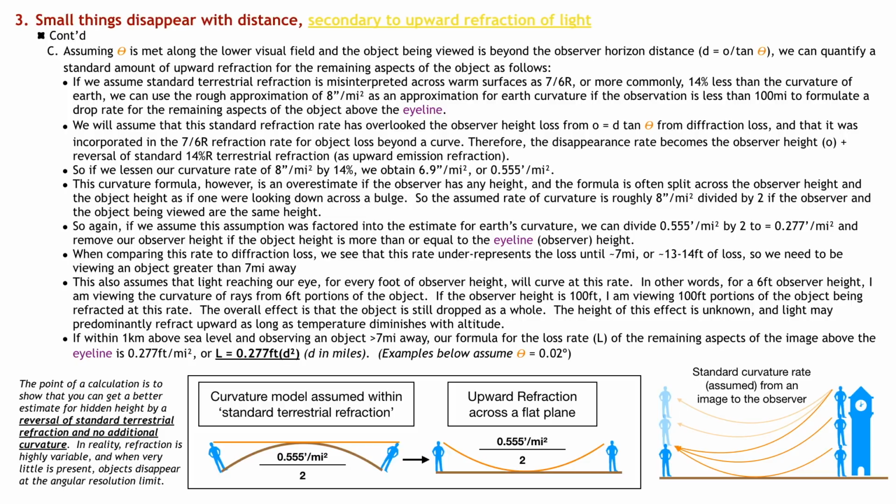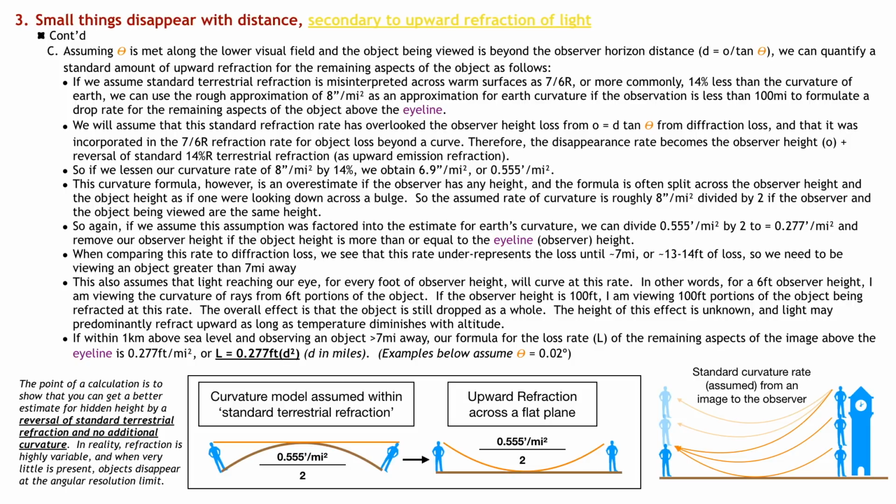So when comparing this rate to diffraction loss, we see that this 0.277 feet per mile squared underrepresents the loss until approximately 7 miles, or 13 to 14 feet of loss. So we need to be viewing an object greater than 7 miles away for this to be a factor. This also assumes that light reaching our eye for every foot of observer height will curve at this rate. In other words, for a 6-foot observer height, I am viewing the curvature of rays from 6-foot portions of the object in the distance, so that I can have it divided by 2. If the observer height is 100 feet, I am viewing 100-foot portions of the object being refracted at this rate. The overall effect is that the object is still dropped as a whole, but in those portions.